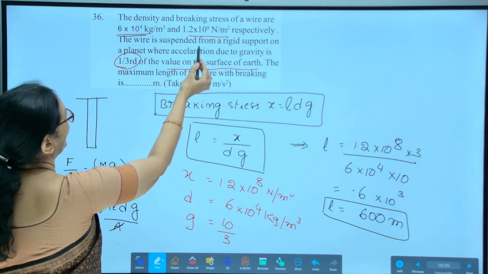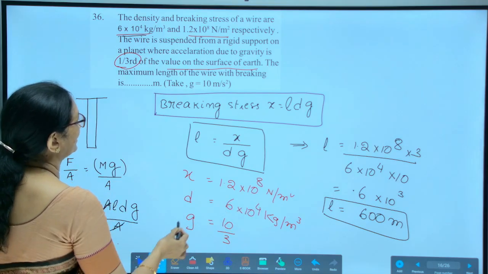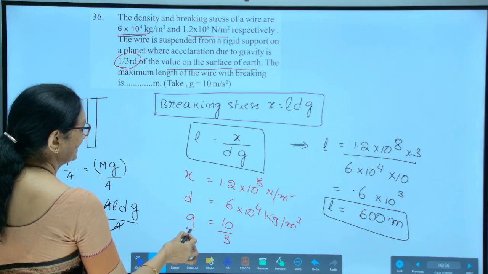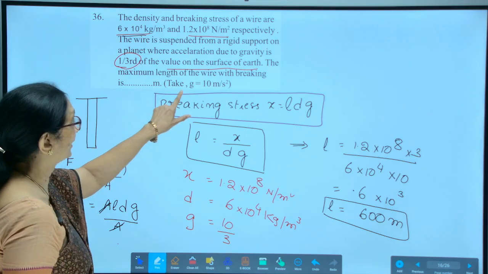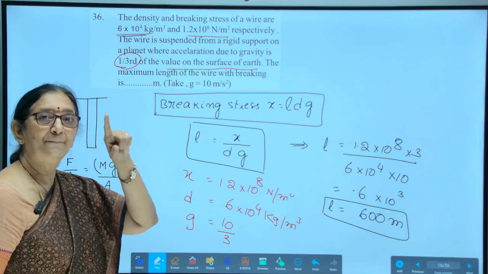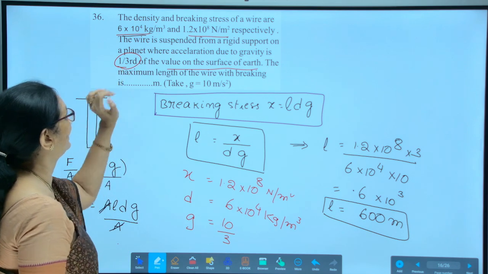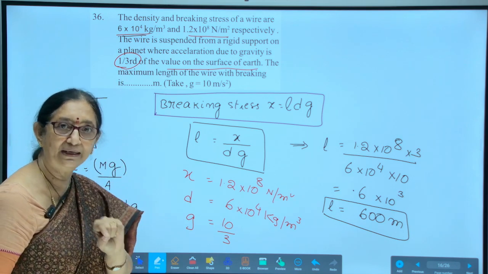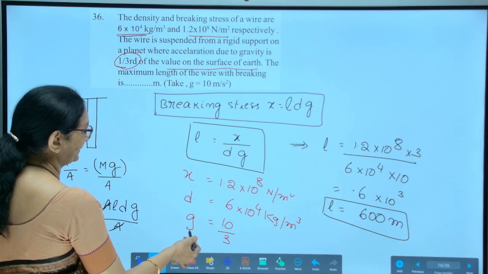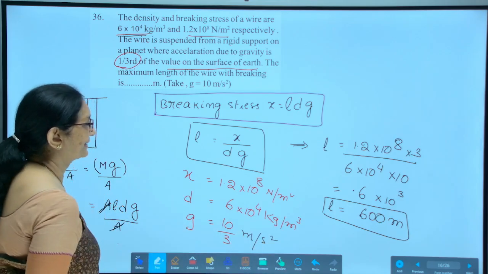Now, breaking stress is given as 1.2 into 10 power 8 Newton per meter square. Density is given as 6 into 10 to the power of 4. G on Earth is 10 meter per second square, but on that planet, acceleration due to gravity is 1/3 that on Earth, as mentioned in the problem. So in this problem, we take the value of G as 10 by 3 meter per second square.